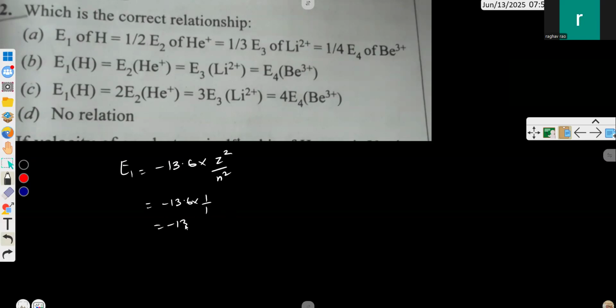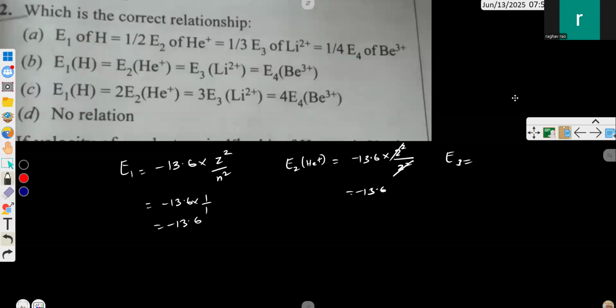Which is the correct relationship for E1 of H? What is E1 of H? It is the total energy of hydrogen atom. Total energy of hydrogen atom is minus 13.6 into Z square by n square. So E1 is nothing but minus 13.6 into 1 by 1, which is minus 13.6. E2 of helium is minus 13.6 into 2 square by 2 square, because for the second orbit n is 2 and Z is 2. So 4 by 4, minus 13.6.